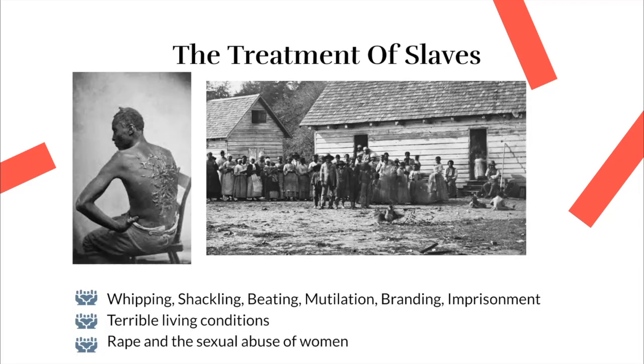Outside of the gruesome labor that was forced upon slaves, they were also brutally punished and had terrible living conditions. Slaves were punished by whipping, shackling, beating, mutilation, branding, and/or imprisonment. Punishment was often meted out in response to disobedience or perceived infractions, but masters sometimes abused slaves just to assert their dominance. Pregnancy was not a barrier to punishment either. The mistreatment of slaves frequently included rape and sexual abuse of women as well.